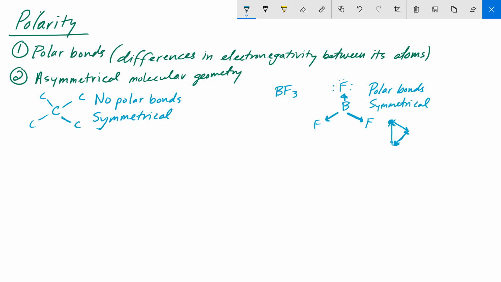But here you can see we started and ended at the same point. Our vectors all cancel out perfectly, meaning that there is no polarity in the BF3 molecule. So again, you won't be asked to draw vectors on the DAT, but it can help you visualize what I'm talking about. If the tug of war thing doesn't make sense, then hopefully this will make sense.